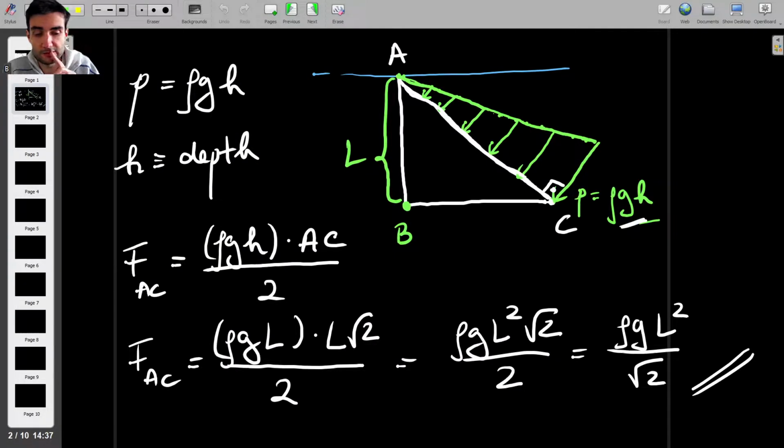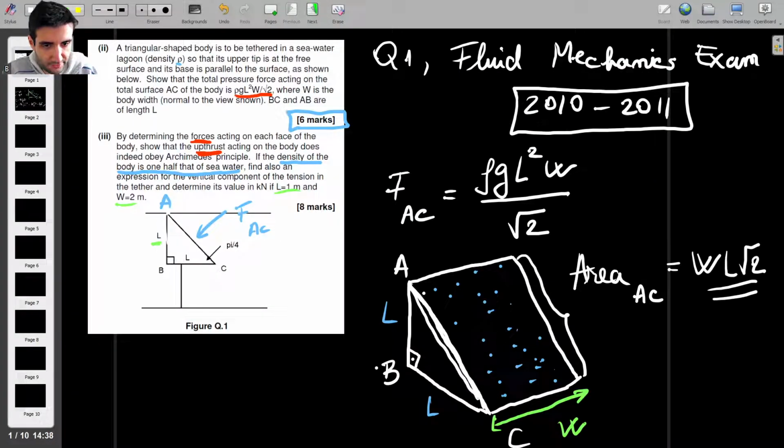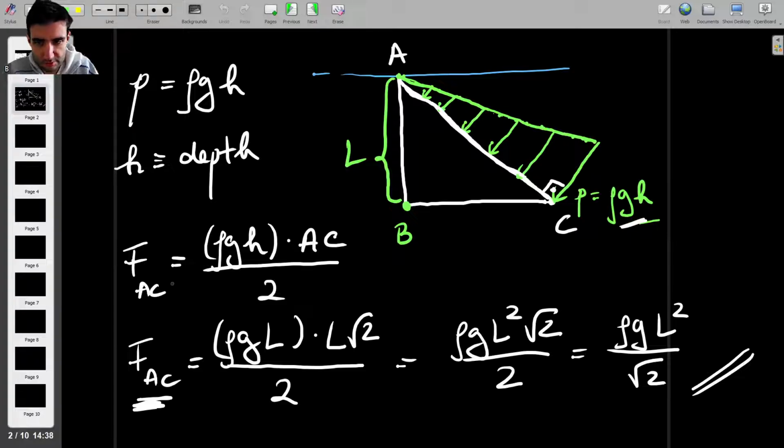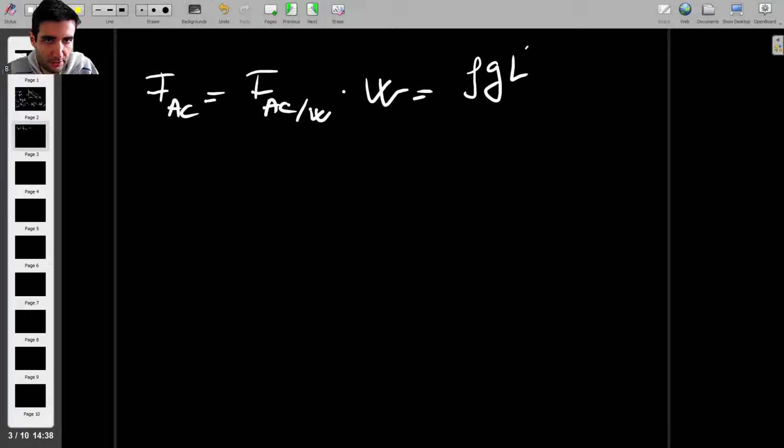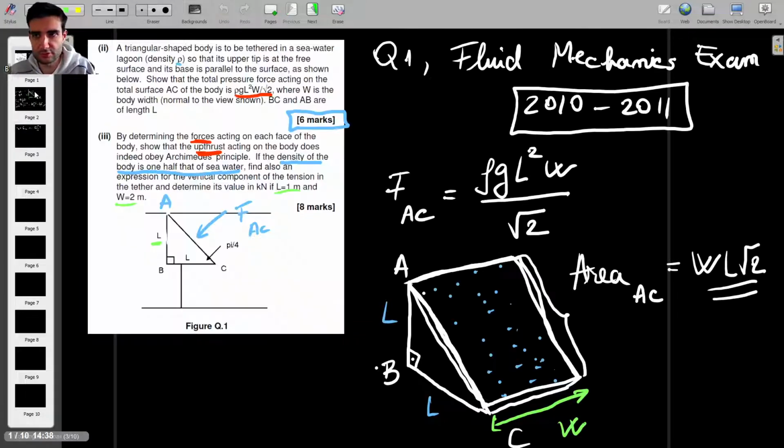Right, now what I should mention is that in the case of FAC, this force that we found is actually per unit width. So to find the total force acting on the whole surface, all you have to do is multiply that force, which is per unit width, by W. So maybe I should make a note that this is per unit width here. So the actual FAC that we're interested in is the force per unit width multiplied by width. That's going to be equal to rho GL squared W over square root of 2. And this actually looks like what the question tells us should be the right answer.